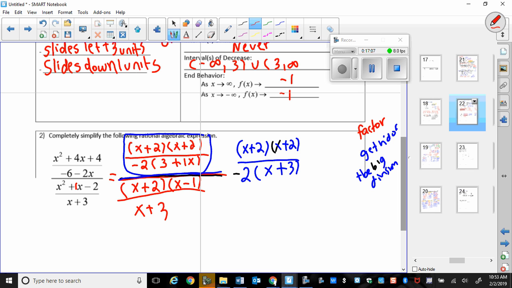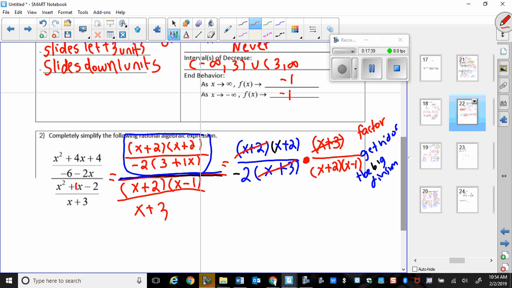Then we're multiplying. We change this division to multiplication. We get the reciprocal here. We flip the fraction over. We have x plus 2 times x minus 1. All right, now we're in a place where we can cancel factors. So x plus 3 cancels.